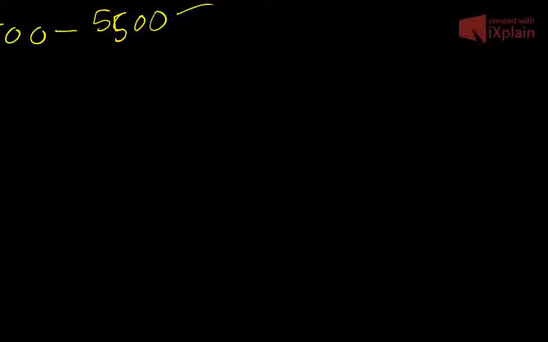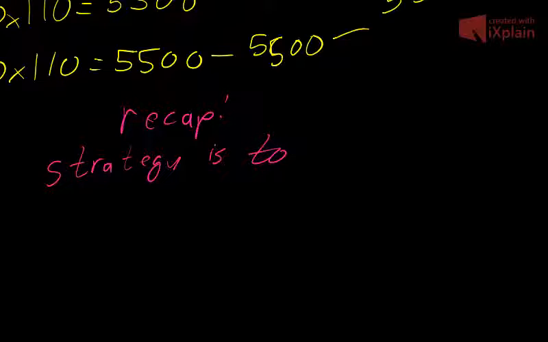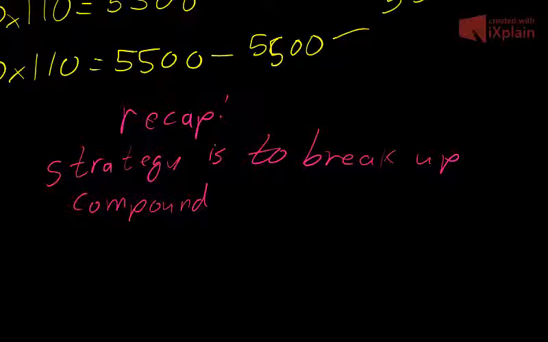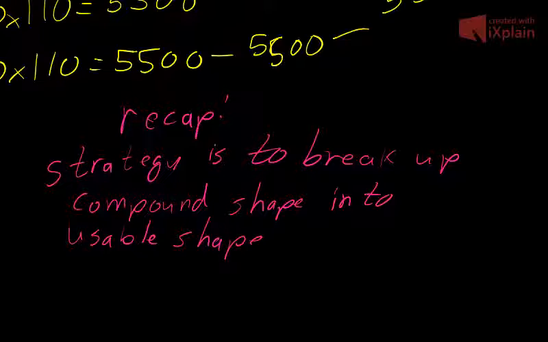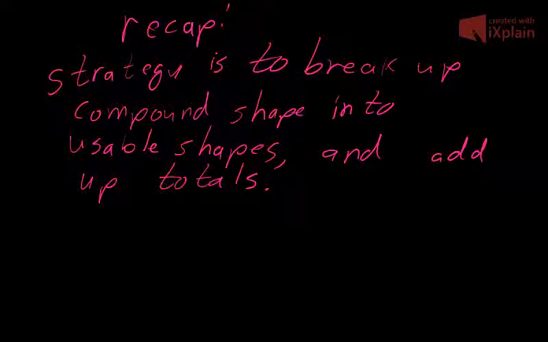So to recap, because I know that was a very long problem, our strategy for both of these is to break apart our complex shape or our compound shape into usable shapes, and then add up the totals. And just like that, we will be able to find our surface area or our volume, whichever one we're looking for.